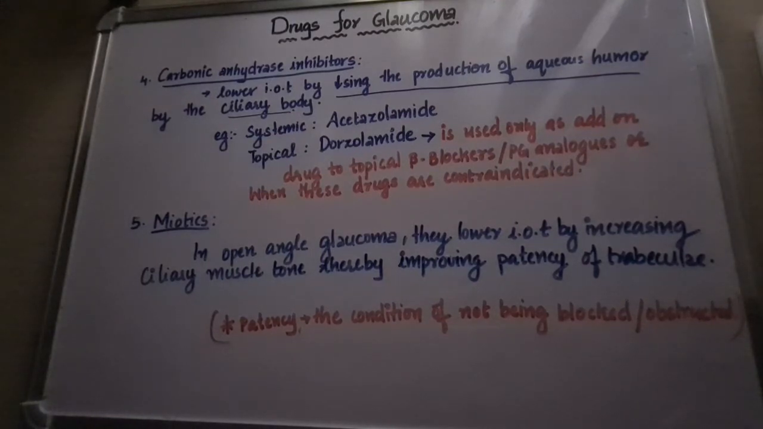Till the 1970s, topical pilocarpine and anticholinesterases, which are both miotics, were the standard anti-glaucoma drugs. Because of several drawbacks, they are now used only as the last option. In open angle glaucoma, these miotics lower intraocular tension by increasing ciliary muscle tone and thereby improving patency of the trabeculae. Patency means the condition of not being blocked or obstructed. That is the function of miotics.